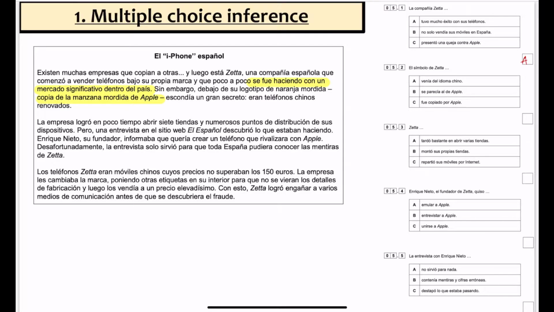So if we look at our answers again, did it come from the Chinese language? No. It doesn't mention anything about the Chinese language. What it does talk about is that the telephones were Chinese telephones that were renovated. Se parecía al de Apple. We said it was a copy of the logo of Apple. O fue copiado por Apple. So their logo was copied by Apple. It wasn't. It was the other way around. They copied Apple. So the answer for that case is B.